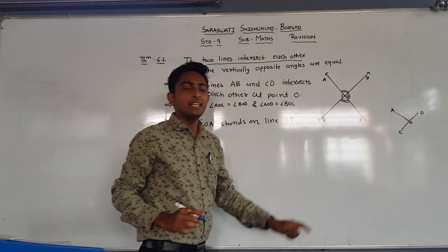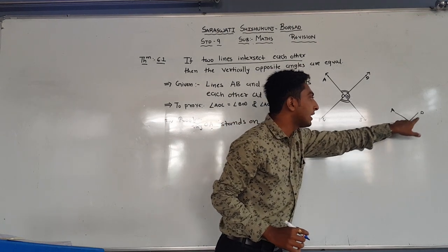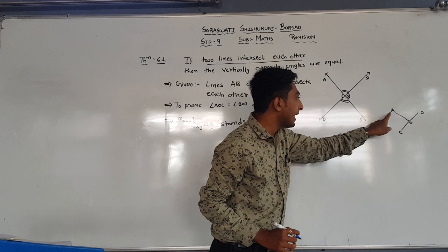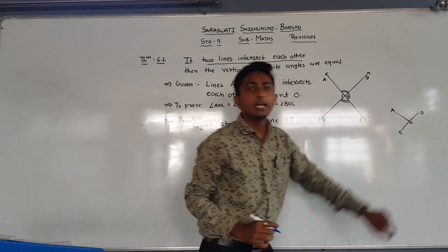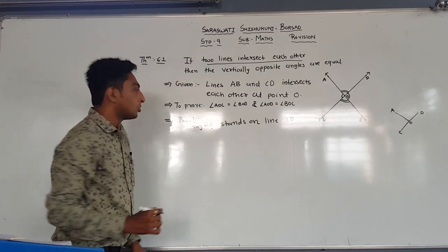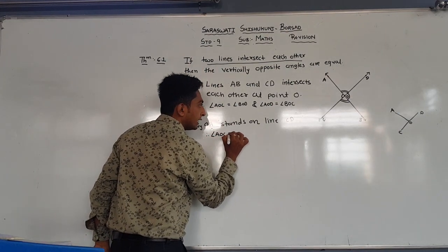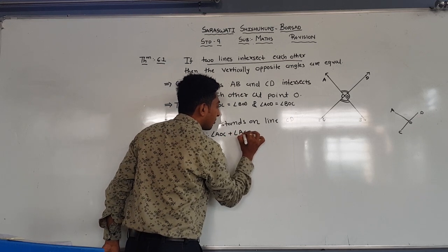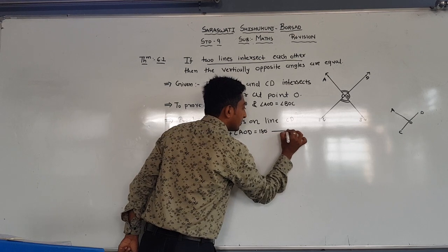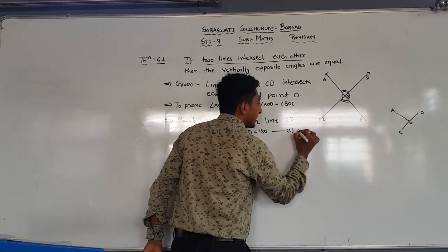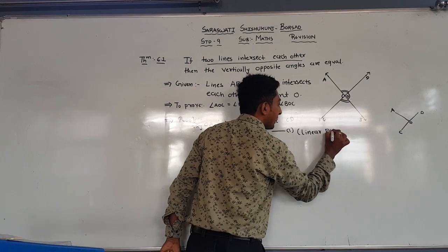Now we can see in the given figure there is a linear pair of angles. This is a line, that is 180 degrees. So can I say that angle AOC plus angle AOD equals 180 degrees? So I write: angle AOC plus angle AOD equals 180 degrees, equation number 1. The reason is linear pair of angles.